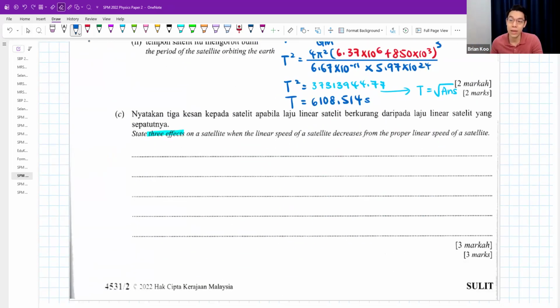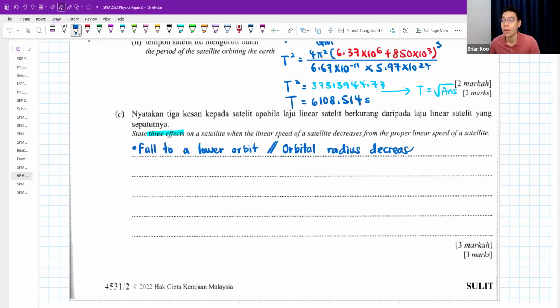First of all, the easiest one is, what will happen? You say the satellite will fall to a lower orbit, or you can say the orbital radius decreases. It will start to fall down because you are too slow. The formula says if you want to be at that height, you must be at that speed. But now you are lower than the speed that you need to be. Earth will start to pull you down. You would fall very fast.